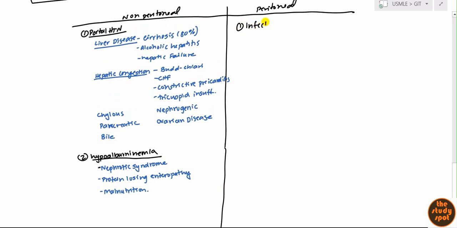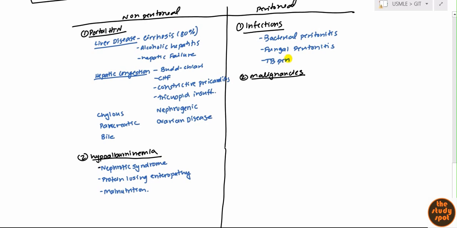So what are the peritoneal causes? First of all, you have infections, and secondly, malignancy. So it's a little bit more straightforward. So infections is going to be either bacterial peritonitis. On top of that, we can also have fungal peritonitis and even TB peritonitis. So that's another cause there. So when you get TB peritonitis, that can also lead to ascites. And finally, HIV can lead to peritonitis as well.